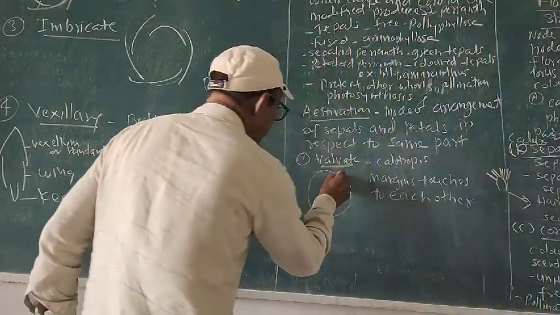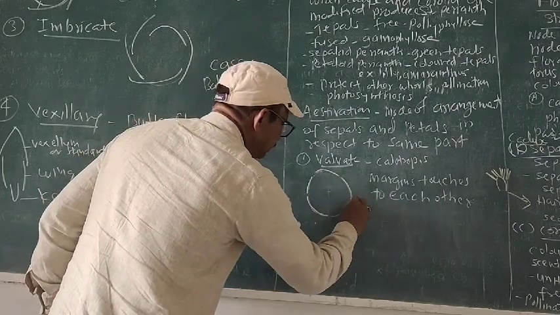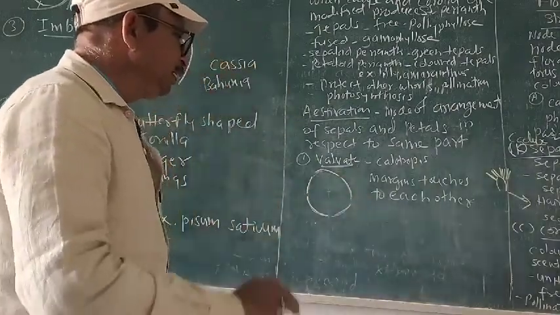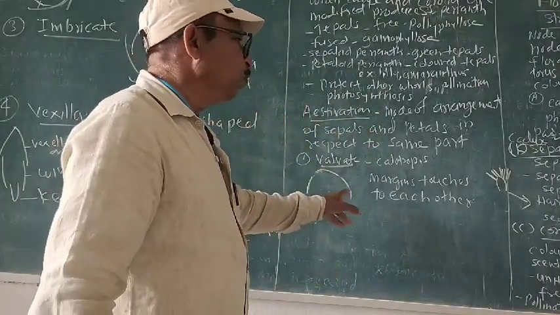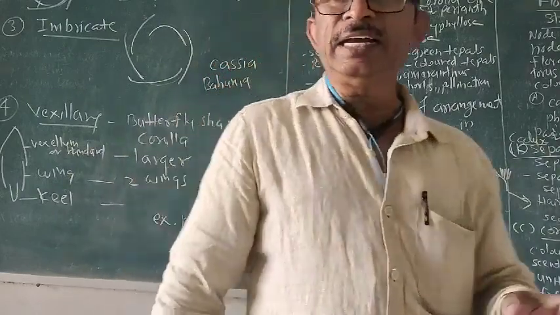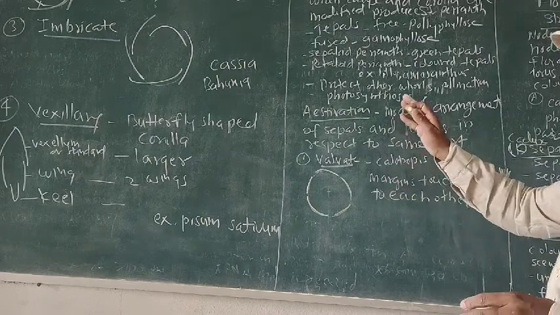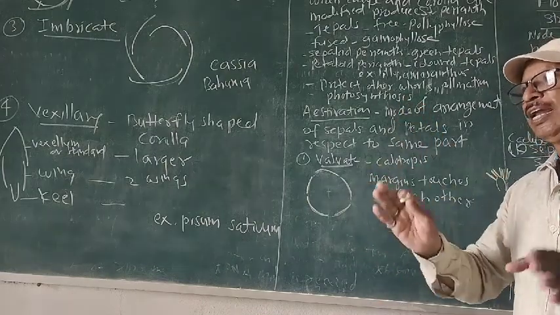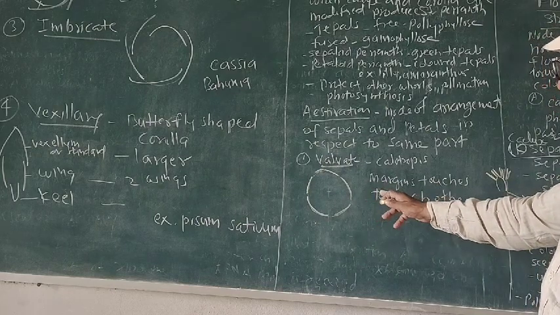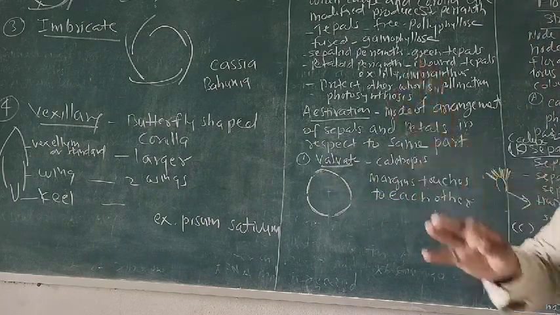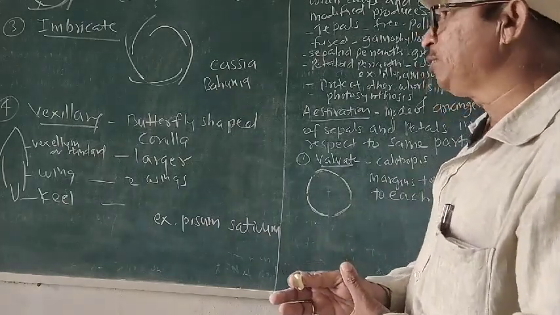Here the parts of calyx or corolla are just touching each other without overlapping. That is called the valvate aestivation. What is aestivation? It is the mode of arrangement of sepals or petals in respect to the other parts on the node, on the thalamus. So here valvate aestivation is when the margins just touch each other without overlapping. Second is called twisted.